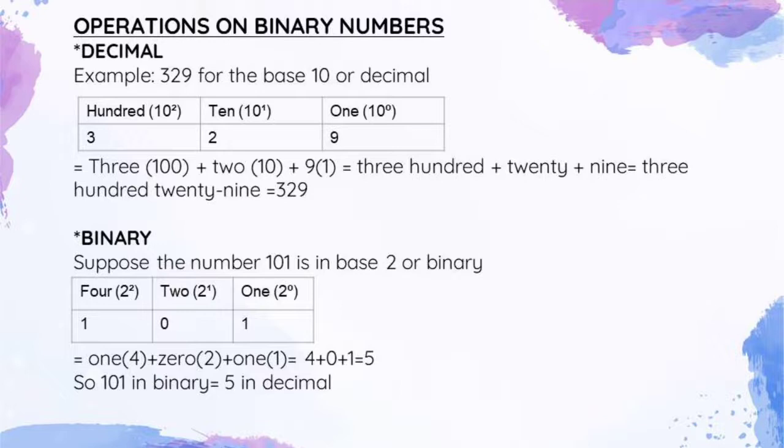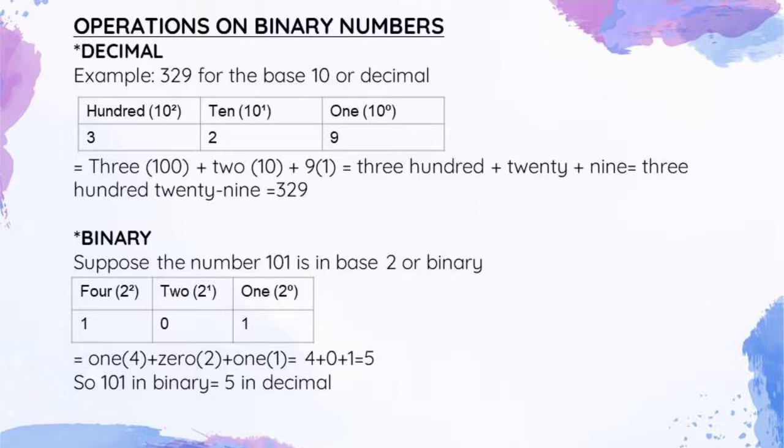Suppose the number is 101 and our base is 2, or binary. Just like in the decimal table, we will have 1, 2, and 4, because 2 to the power of 0 is 1, 2 to the power of 1 is 2, then 2 to the power of 2 is 4.